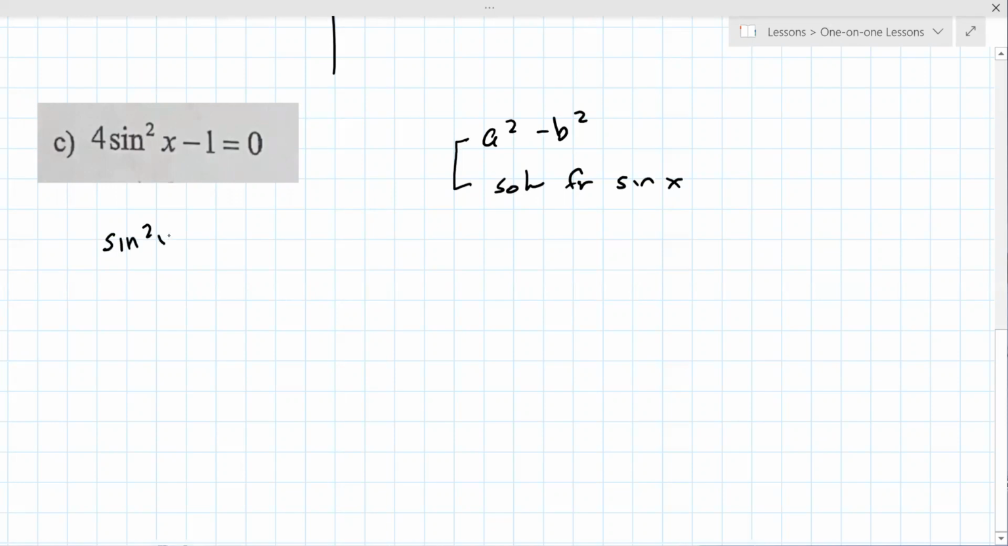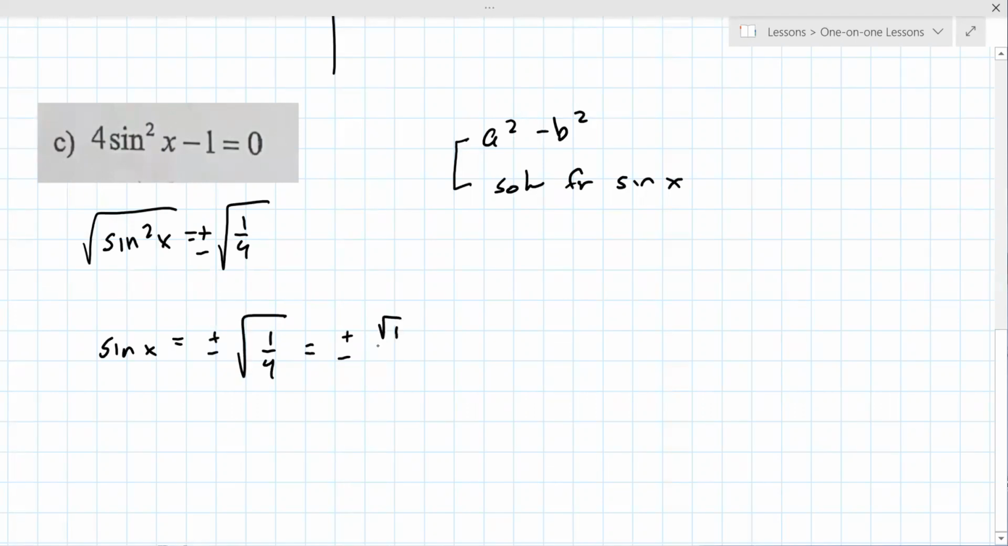So sine squared x equals 1/4. Add 1, divide by 4. Then you take the square root of both sides, plus or minus. That's very important. So sine x equals plus or minus the square root of 1/4. And that becomes plus or minus the square root of 1 over the square root of 4, which is plus or minus 1/2. So you're really solving two things. Where is sine x equal to 1/2? Where is sine x equal to -1/2? You'll see me do this over and over again.